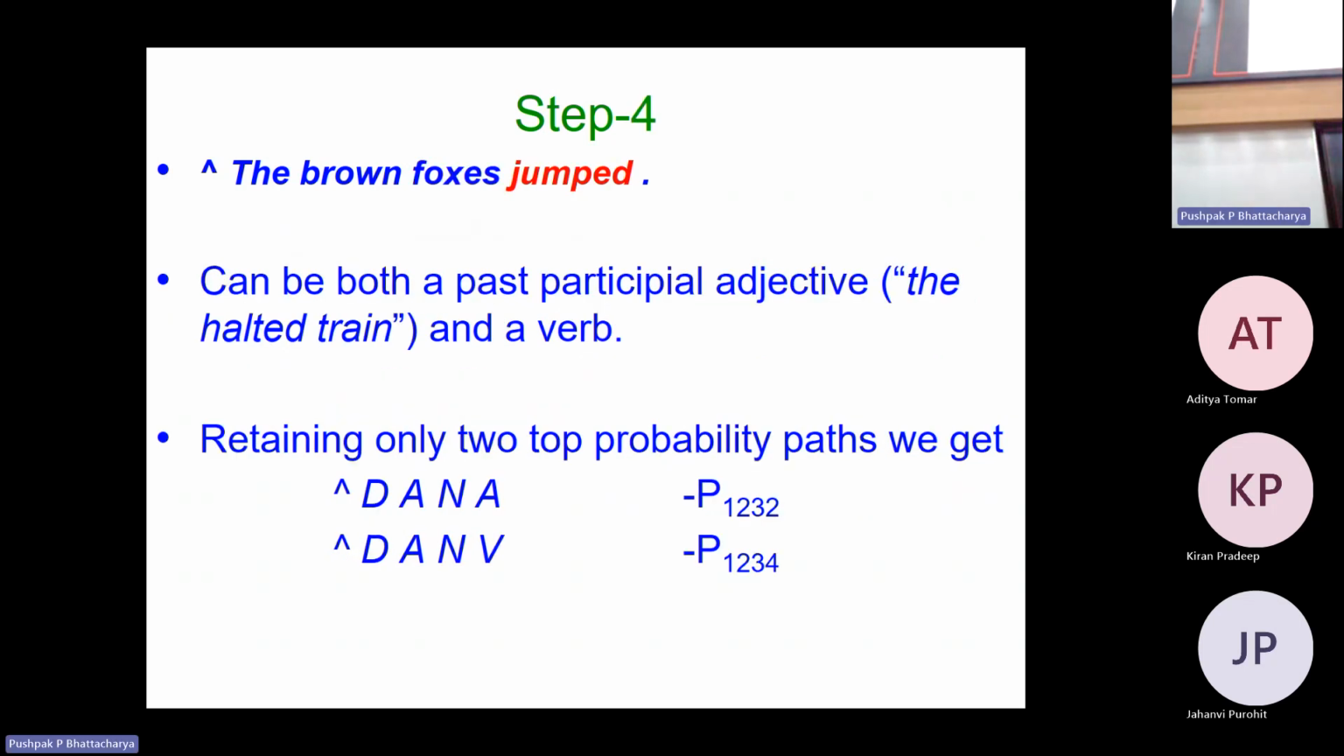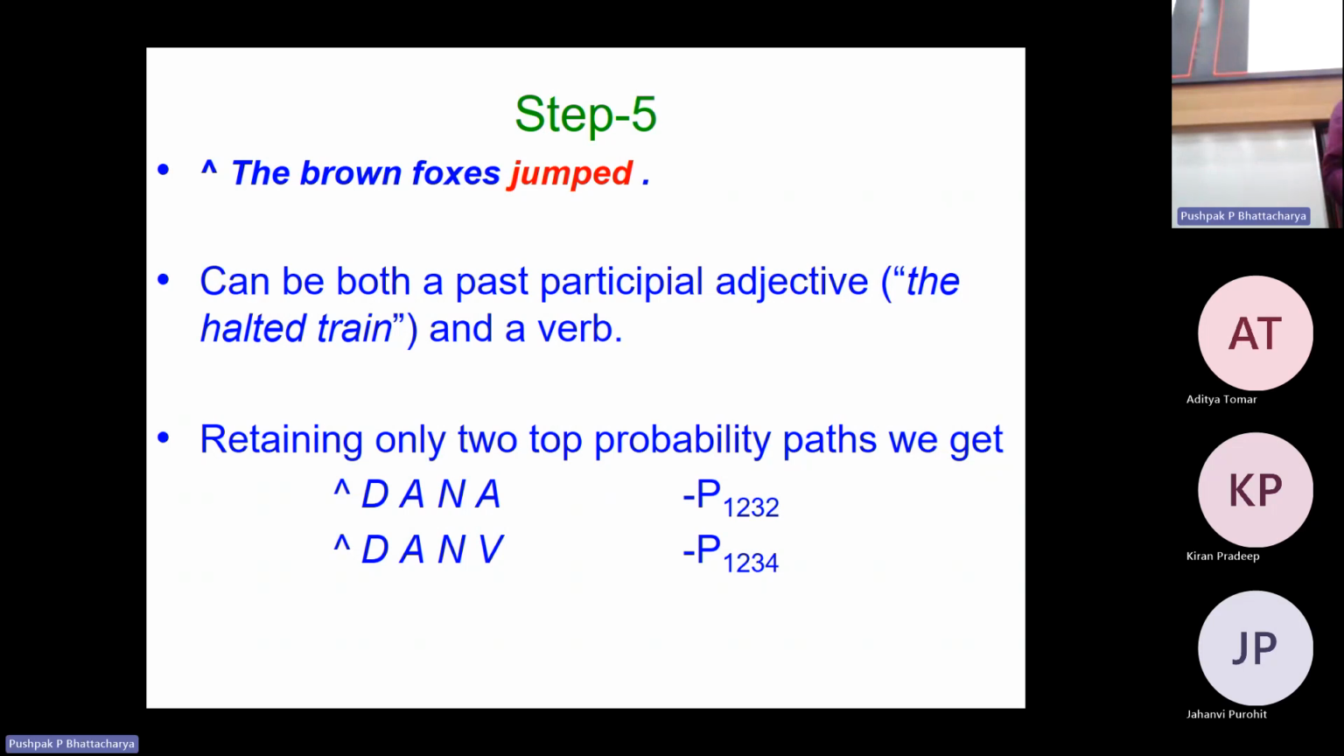Now comes the last word, jumped. Last word, but not the last token. The last token is dot. It can be both a past participle adjective, the halted train, for example, and a verb. So it can be both adjective and verb. So again, these two paths are filtered out, filtered in, and retained.